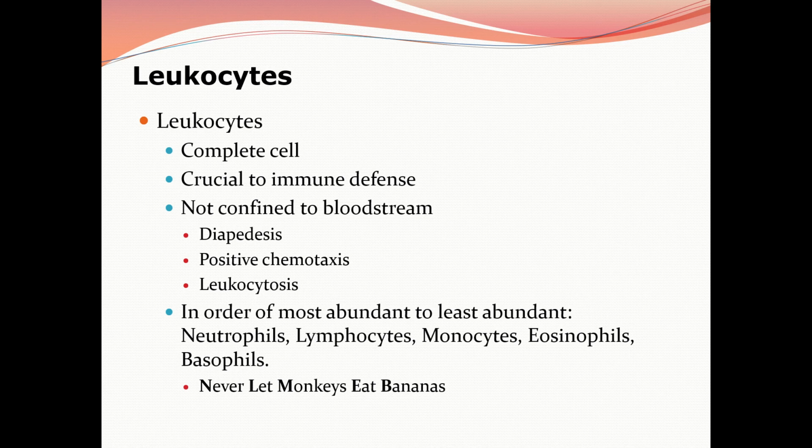In order of most abundant to least abundant, the leukocytes are neutrophils, lymphocytes, monocytes, eosinophils, and basophils. The mnemonic "never let monkeys eat bananas" will help you to remember this.